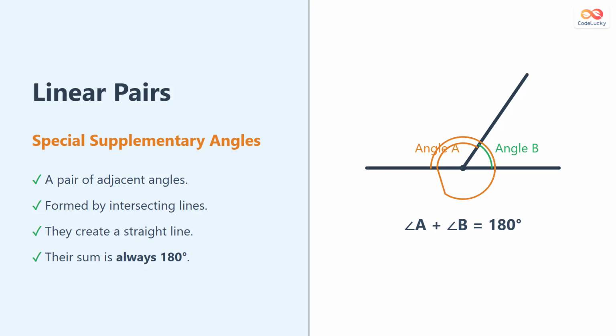A very common type of supplementary angle is called a linear pair. These are adjacent angles, meaning they are side by side, formed when two lines intersect. Because they sit together on a straight line, their combined angles must add up to 180 degrees. If you know one, you can always find the other.